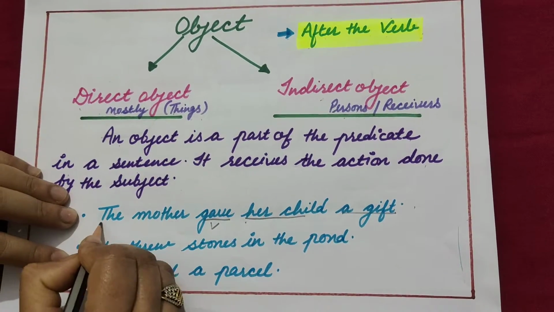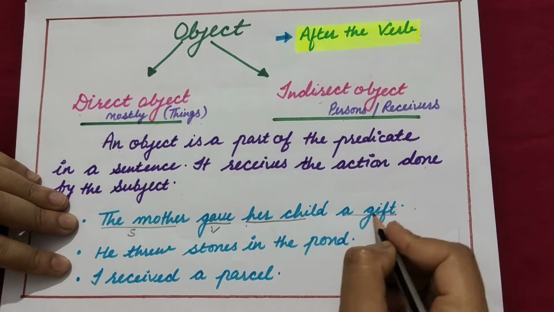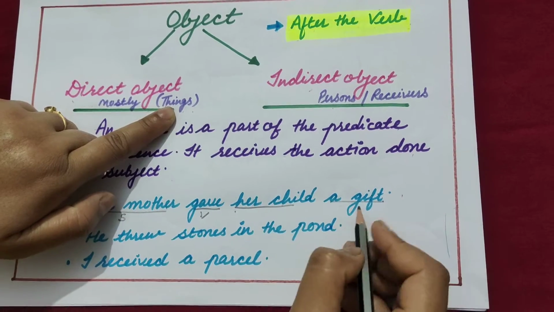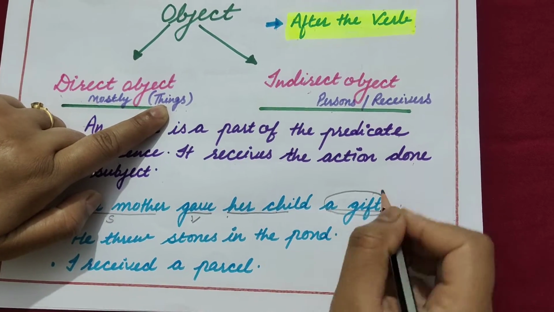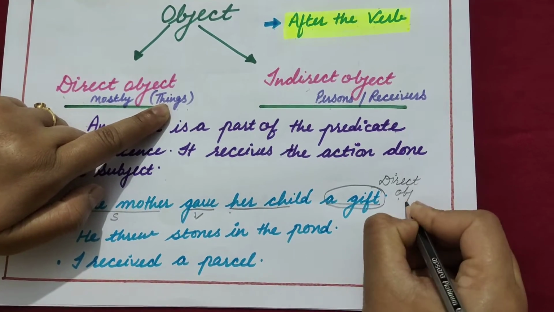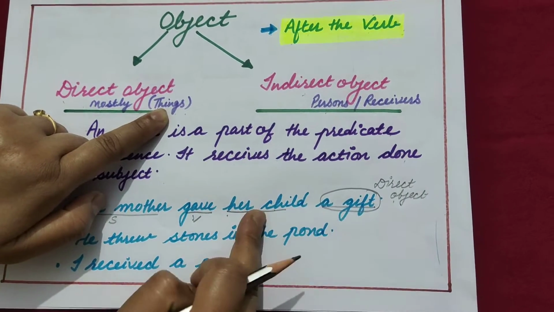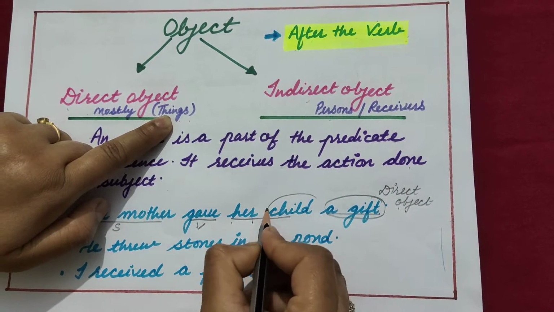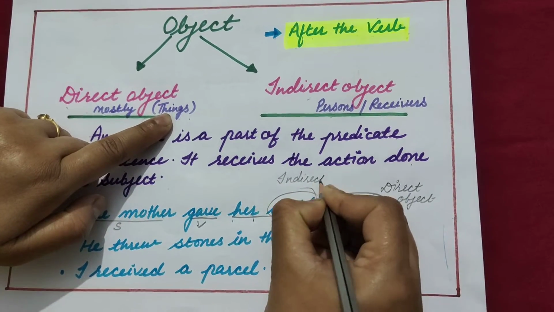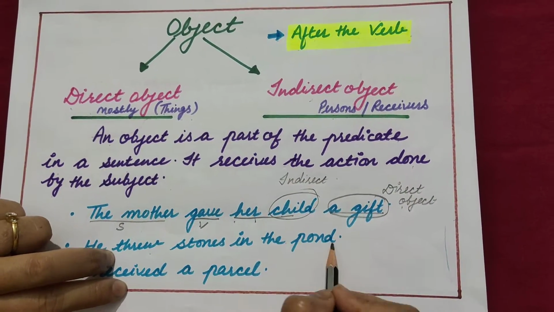So, once again, the mother is what? Subject. Gave is what? Verb. Her child, a gift. Now, direct objects are the things. What is the thing here? A gift. So, a gift is the direct object, clear? And her child, persons, meaning who receives the gift? Her child. So, child is what? Indirect object.